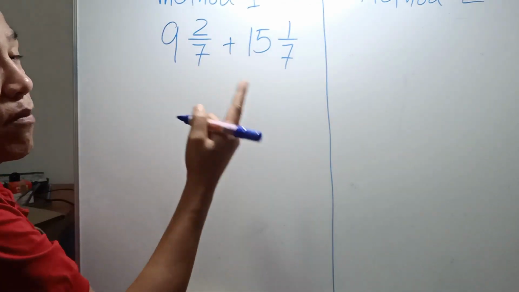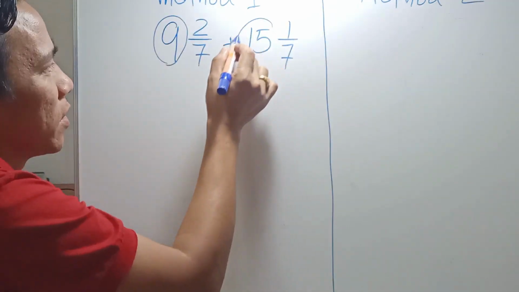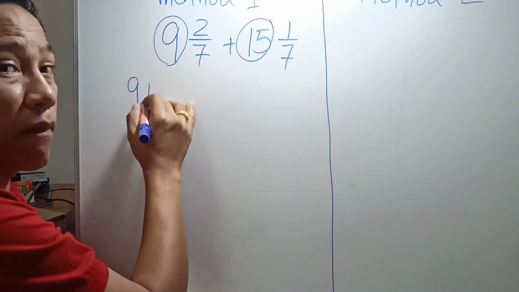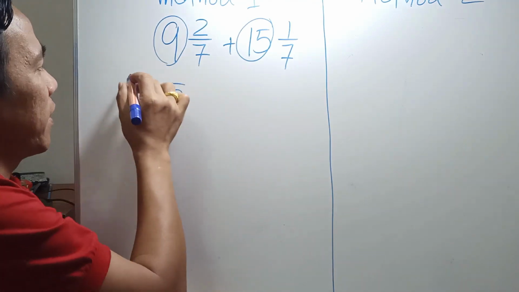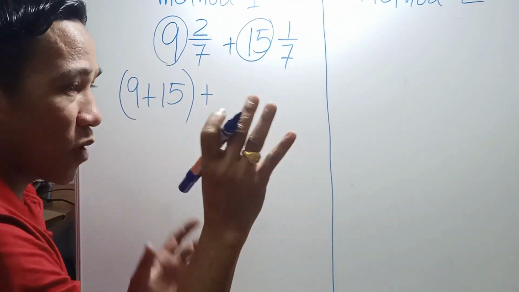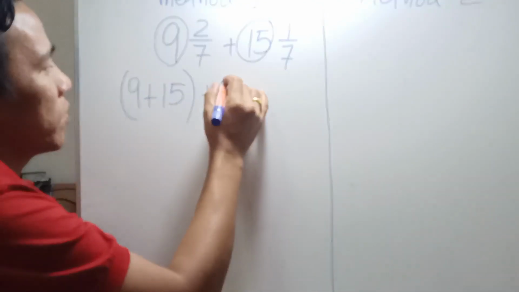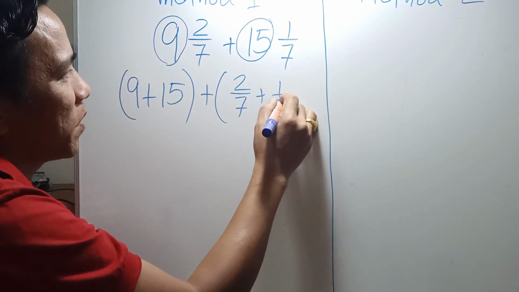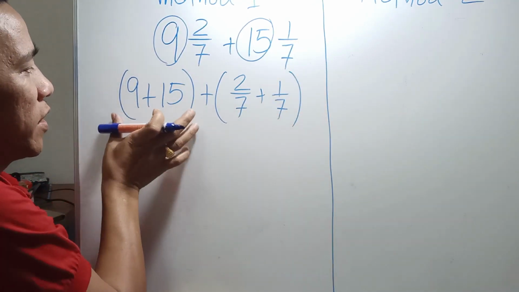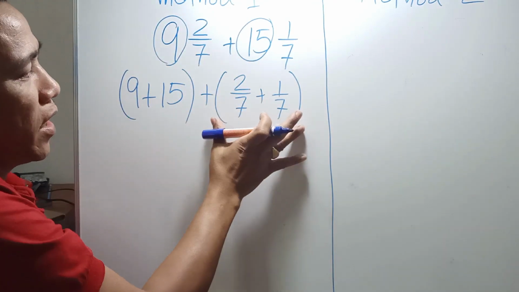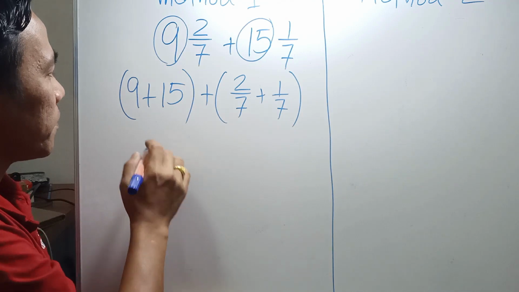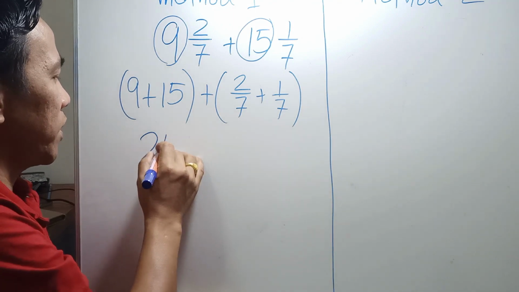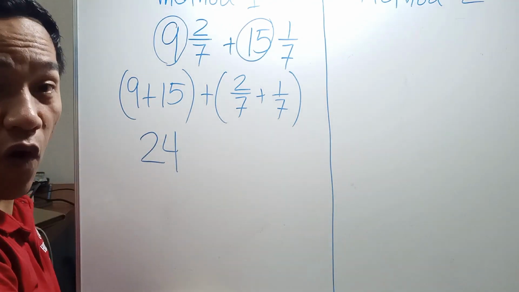In method 1, we just add the whole numbers. So that is 9 plus 15, and then we put a bracket on it, plus, for separating into two groups: 2 over 7 plus 1 over 7. This is the group of whole numbers, which is 9 and 15, and this is the group of proper fractions. What is 9 plus 15? So 9 plus 15 is 24.